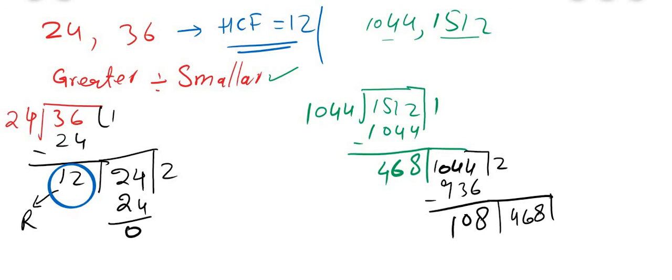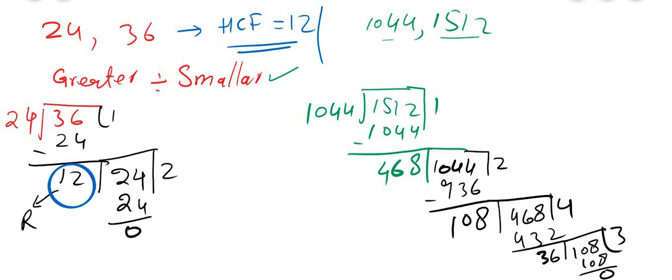Then what number do you multiply to give us 468? 4, okay, 4 times 108. If you multiply by 4, it becomes 432. Now 468 minus 432 is 36. So continue with 36 and 108. What number do you multiply by 36 to give 108? That is 3, so 108.